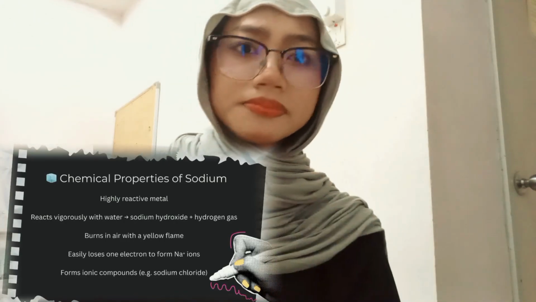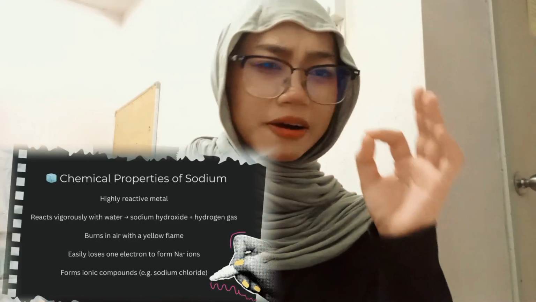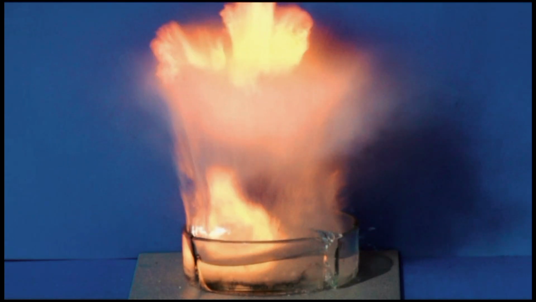Next, I will explain the chemical properties of sodium. Sodium is a highly reactive metal, especially with water. When sodium reacts with water, it produces sodium hydroxide and hydrogen gas. This reaction can sometimes cause a flame. Sodium also burns in air with a bright yellow flame.